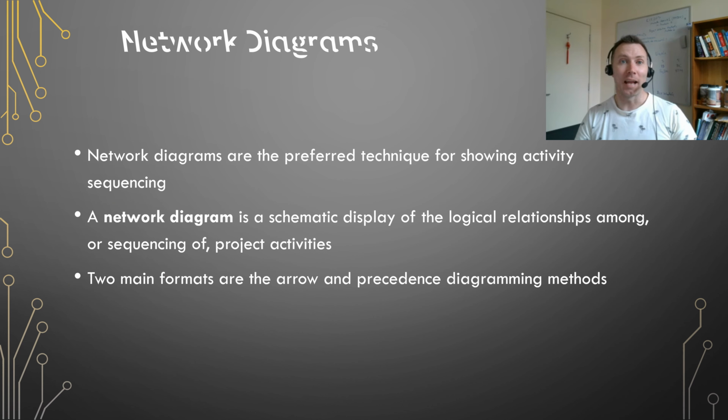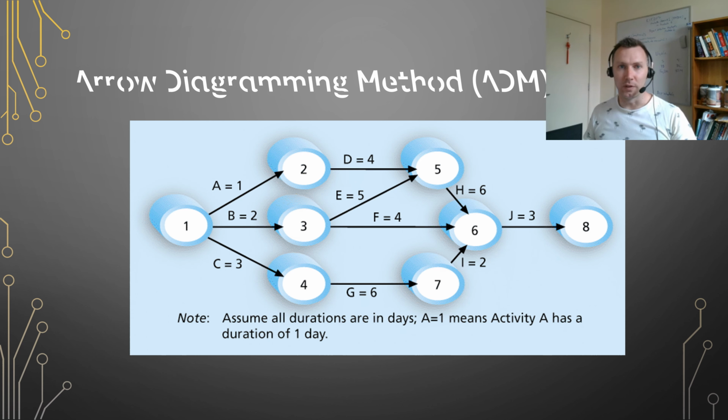For showing how activities are related to each other, the best way of doing that is through a network diagram. It shows the logical relationship between activities and what order they should be performed in. I'm going to show you two different ways of doing network diagrams: arrow diagramming method, or activities on arrow, and precedence diagramming method. You'll see both of them used in real life, but the precedence diagramming method tends to be a bit more useful for our purposes.